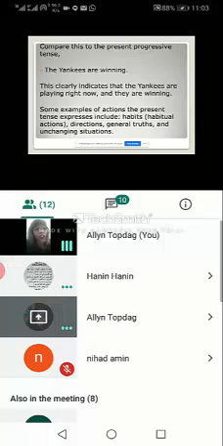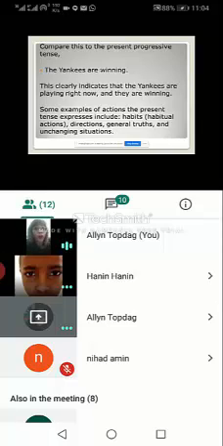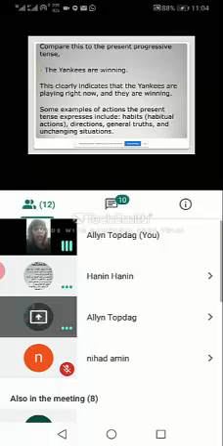Okay, now let's move on. Verb conjugation for simple present tense. Again, who can tell me what a verb conjugation is?